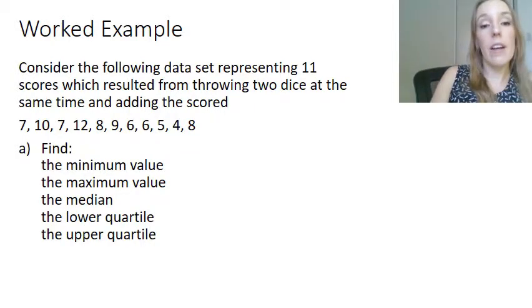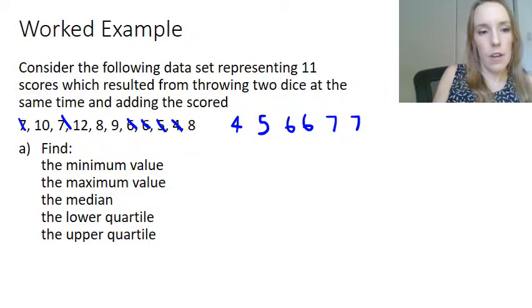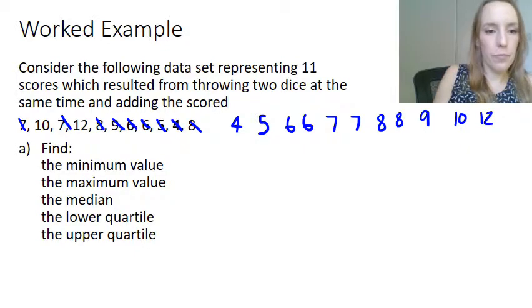For everything, we are going to start by putting it in ascending order. Our smallest one was 4. Then we had a 5, and we had 2 6s. Then we had 2 7s, and 2 8s, a 9, a 10, and 12.